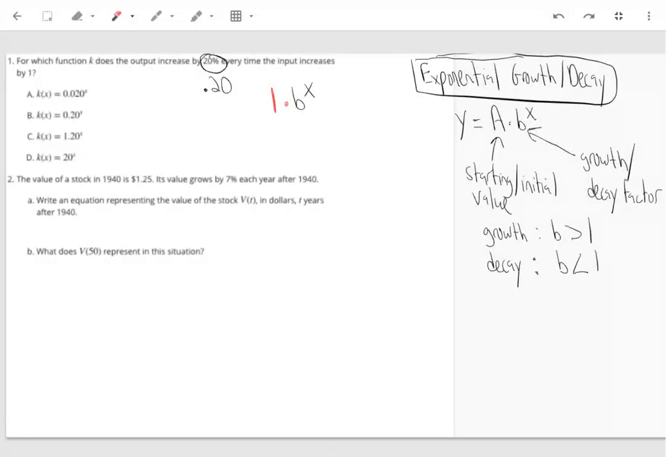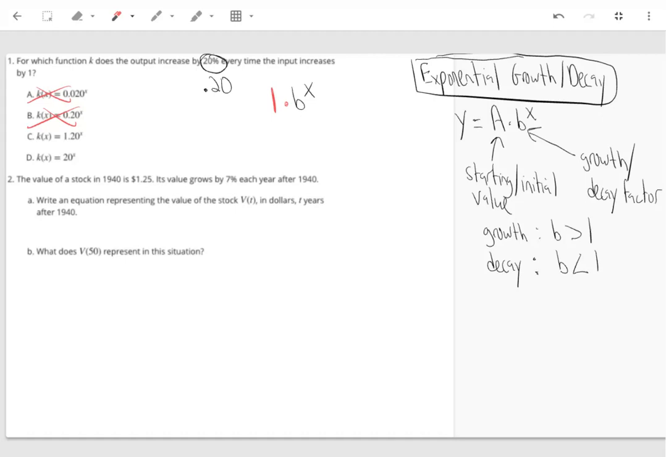Well, the first thing we know is that b has to be greater than 1, like I said before, because it's exponential growth. It's increasing by 20%. Well, if I look at this, it is less than 1, so that can't be the answer. And B also can't be the answer because 0.20 is less than 1. So we're down to C or D.